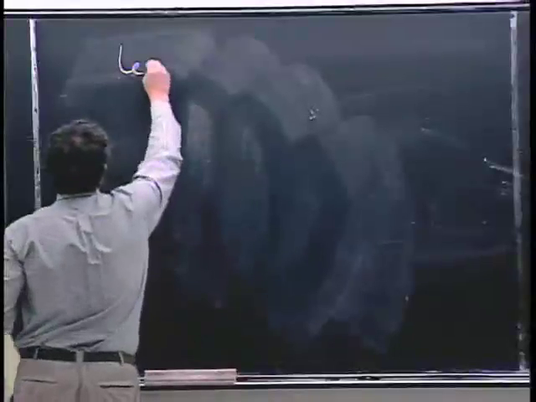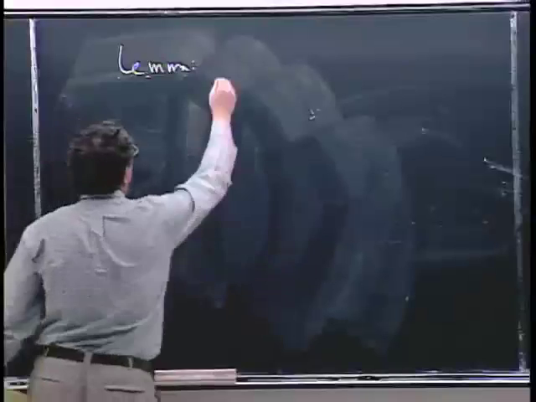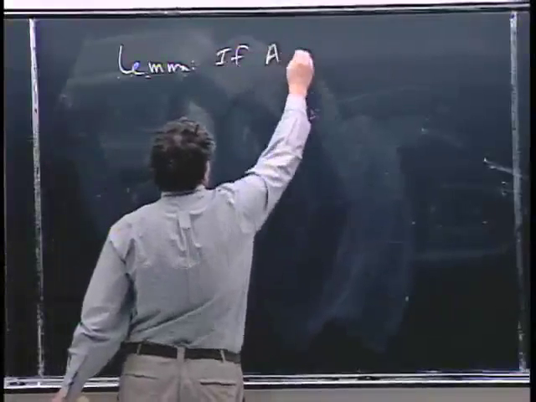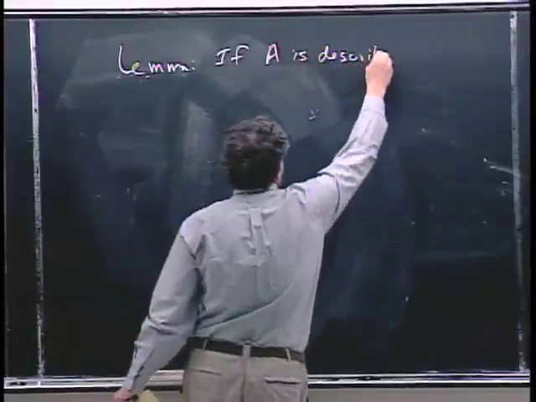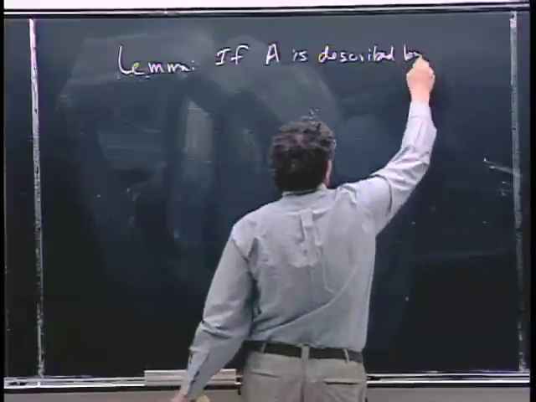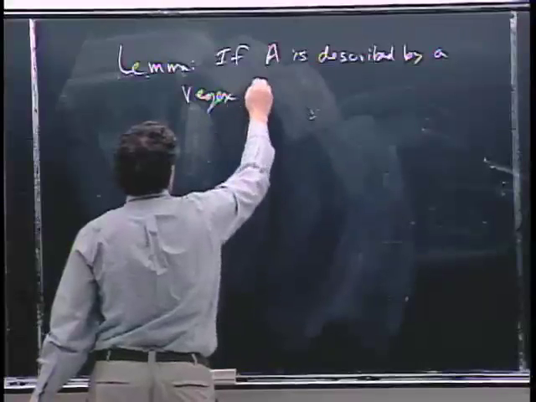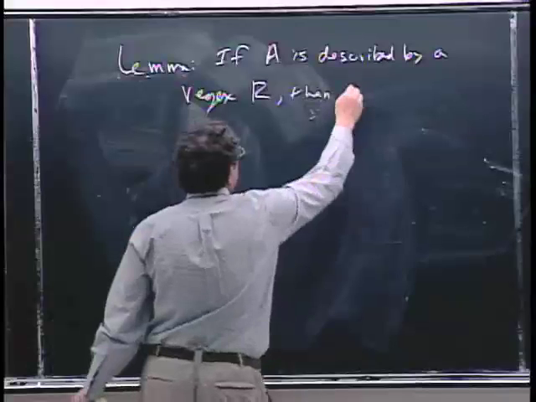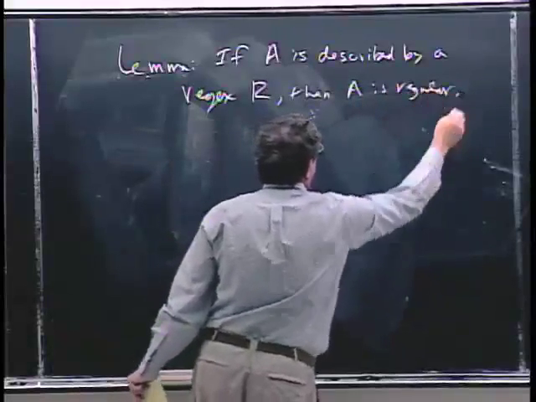So the easy direction, or the easier of the two directions, is if some language A is described by a regular expression R, then A is regular. A is a regular language.